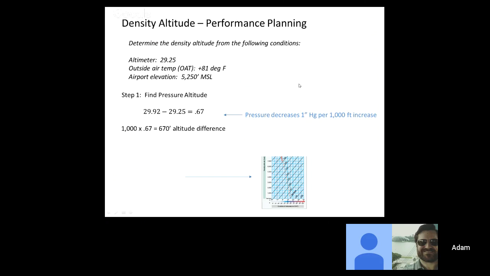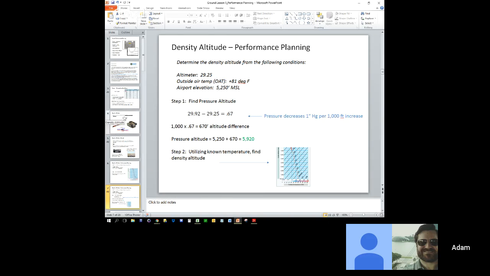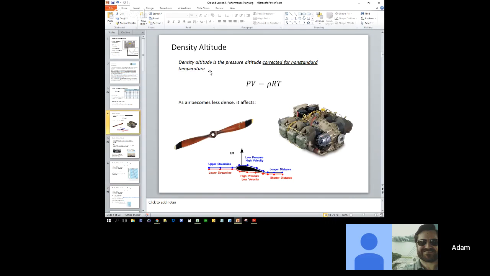Now, we defined density altitude before. What was the definition of density altitude? It's the pressure altitude corrected for non-standard temperature. Yep. So it's your pressure altitude corrected for non-standard temperature.